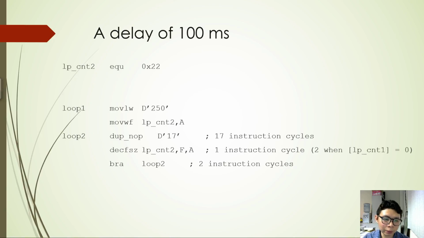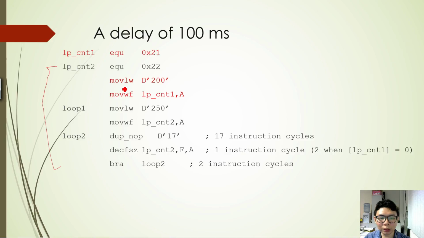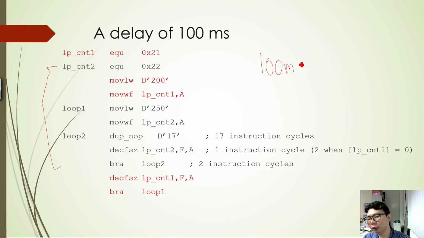We have this piece of code right here. If you execute this entire thing, it takes 0.5 milliseconds. We want to repeat this entire thing 200 times. So for that, we add another loop count, which we place in 0x21, and we move the value of 200 into the working register, and move it into loop count 1. Apart from that, we also need to decrement loop count 1 until it reaches 0, and it's going to branch again. So with this piece of code, we have created a delay of 100 milliseconds.